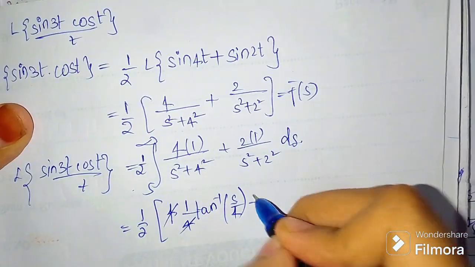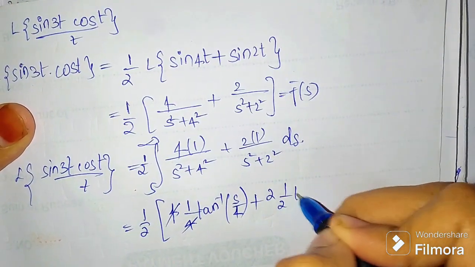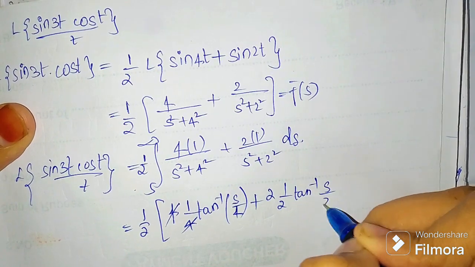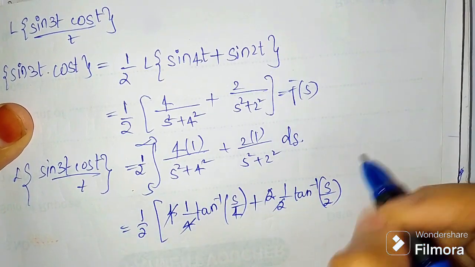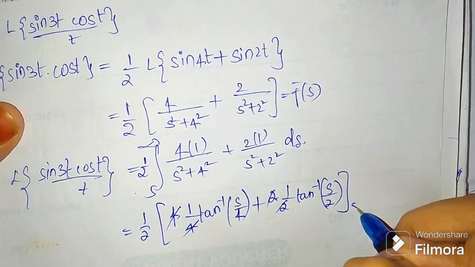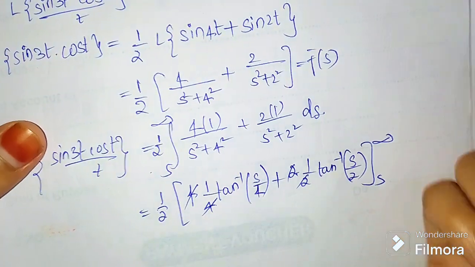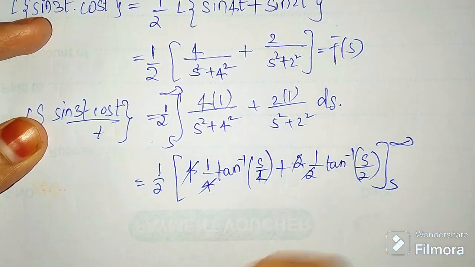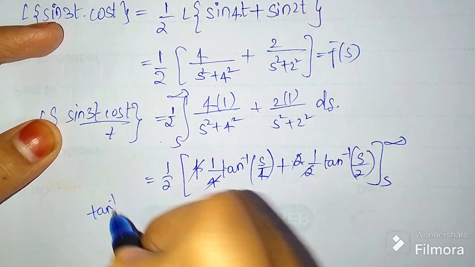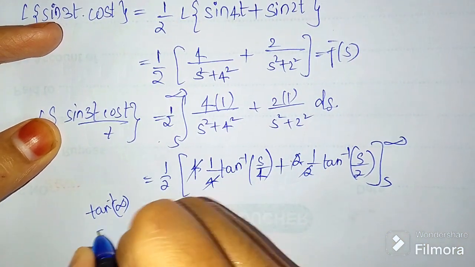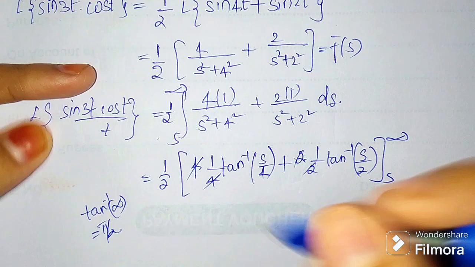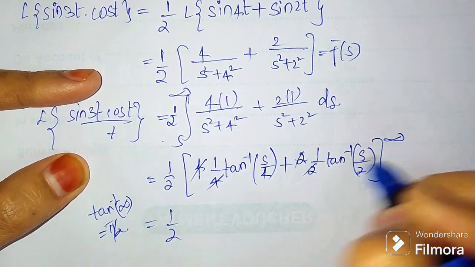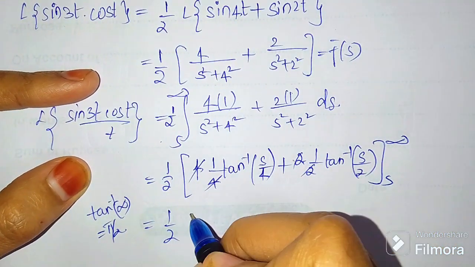In the same way, 2 outside, 1 by 2 tan inverse of x by 2. Now what are the limits, x to infinity? So again it is trigonometric. What is tan inverse of infinity? Tan is infinity at pi by 2, right? So tan inverse of infinity is pi by 2.